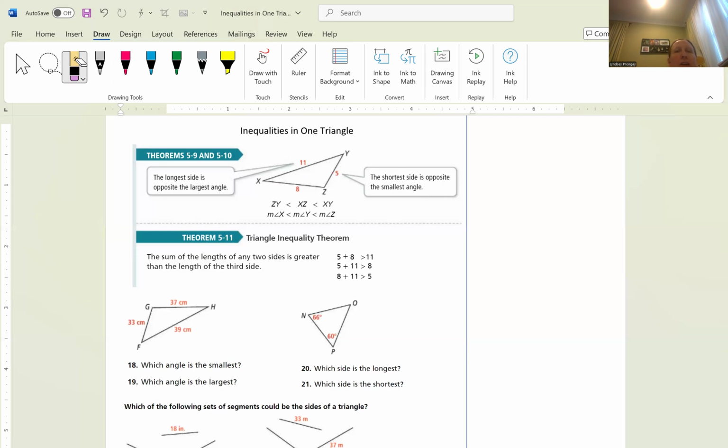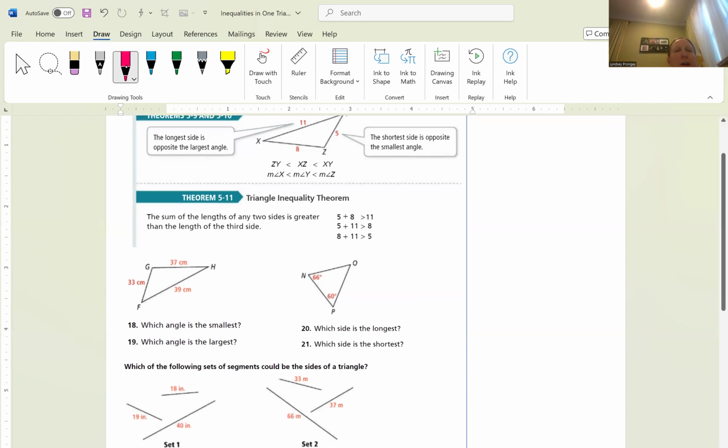8's the next biggest. That is across from angle Y. Okay, so that is going to be the next largest. And then finally, 11 is our biggest side that is across from angle Z. So angle Z is going to be our largest angle. Okay, hopefully that one's not that bad.